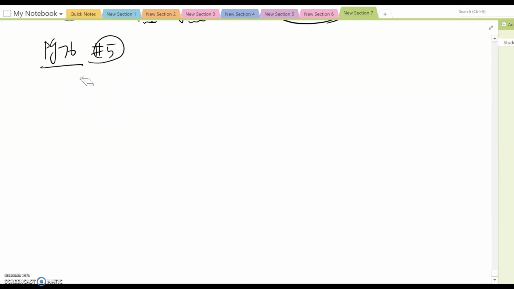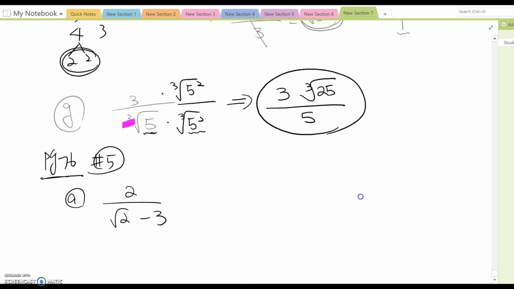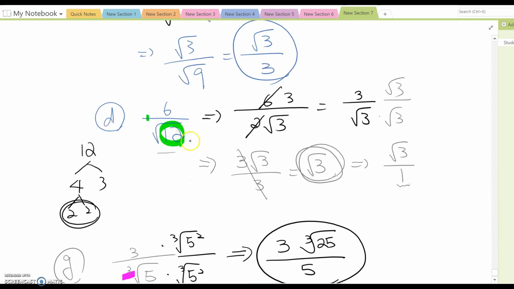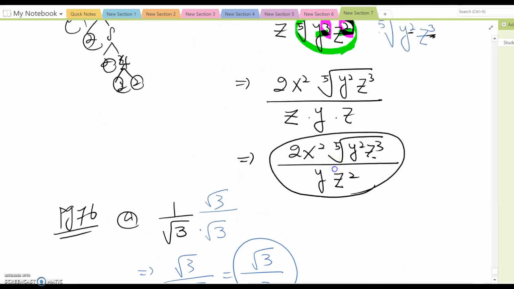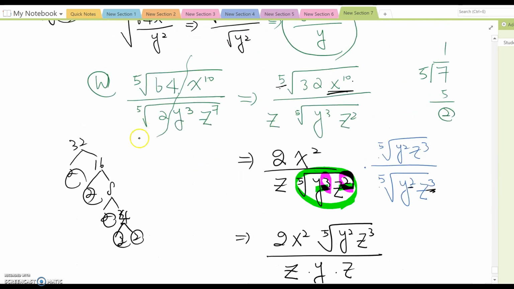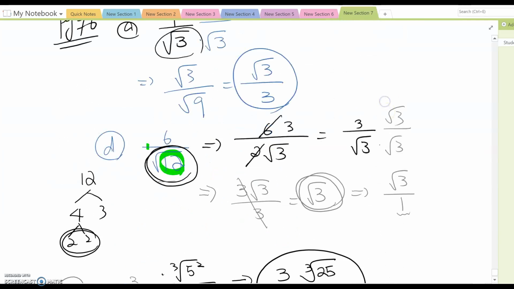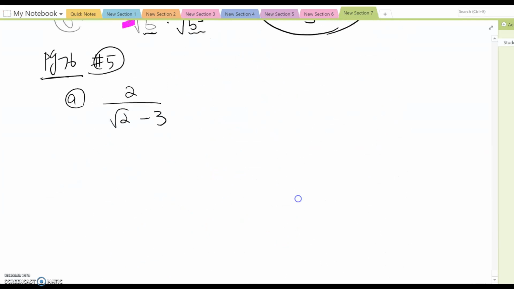So now we are going to talk about page 76, number 5a, which is 2 over root 2 minus 3. Okay, compare the previous equation and this problem. In the previous one, we had a single term on the denominator, right? So everything was a single term, even though it looks pretty complicated. But now we have a binomial here.